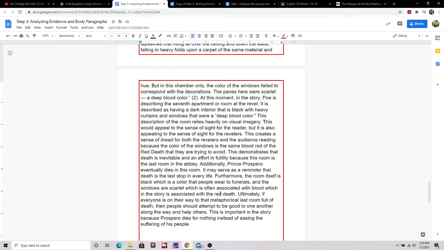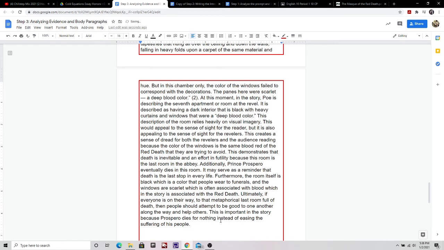I'm pretty sure that this is capitalized in the story, so I'm going to capitalize it here. Ultimately, if everyone is on their way to that metaphorical last room, commas here. Then people should attempt to be good to one another along the way to help others. This is important in the story because Prospero dies for nothing instead of easing the suffering of his people.